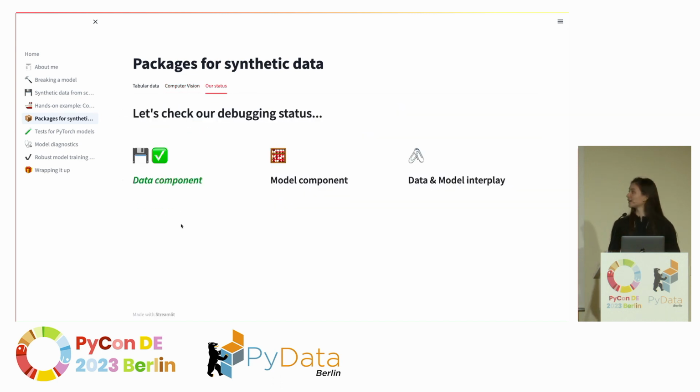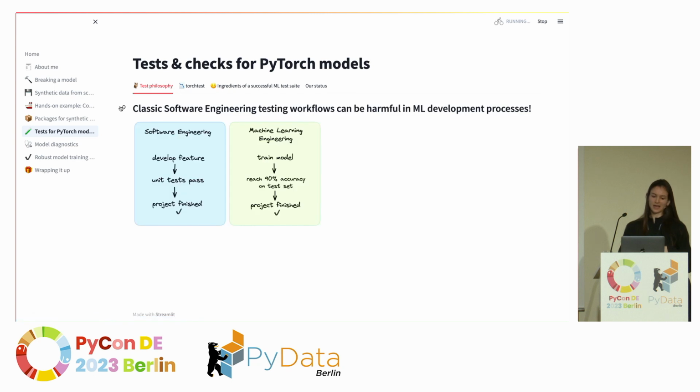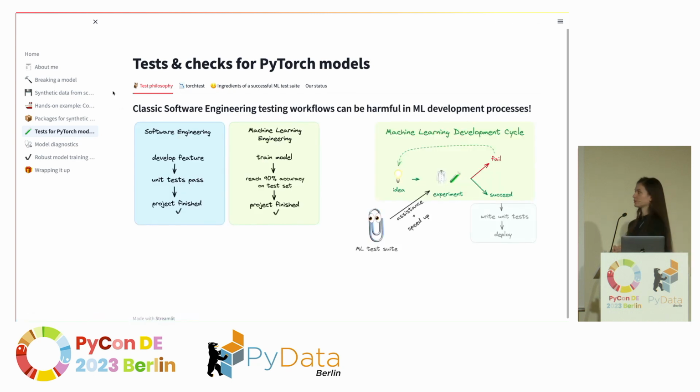So let's have a little check-up on our debugging status. We have talked now about the data components, how to create synthetic data in a very simplistic way to make sure that our data component is definitely isolated. Next, we're going to go to the model components. And I had already mentioned that I want to introduce the concept of pre-train checks here.